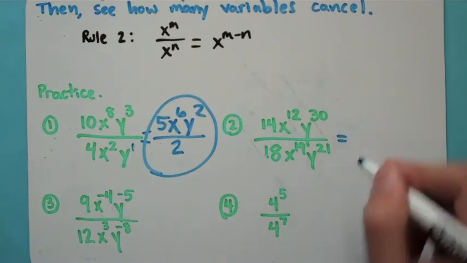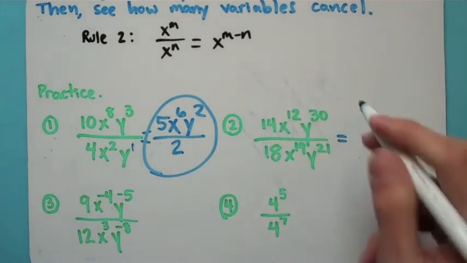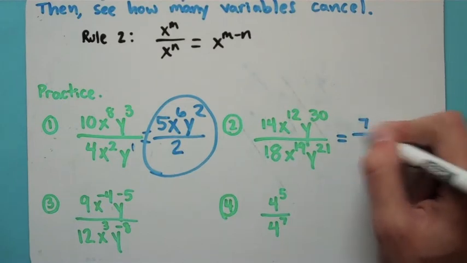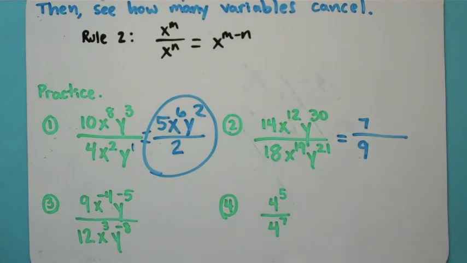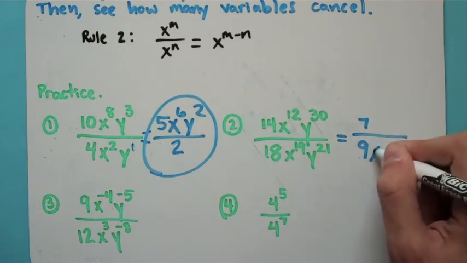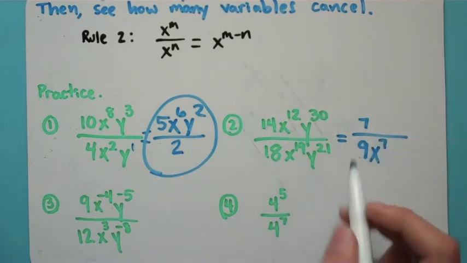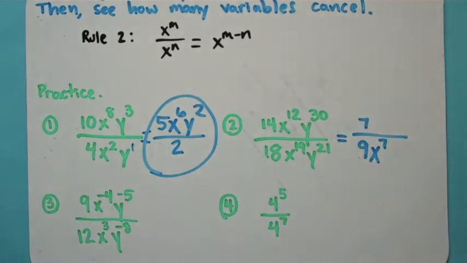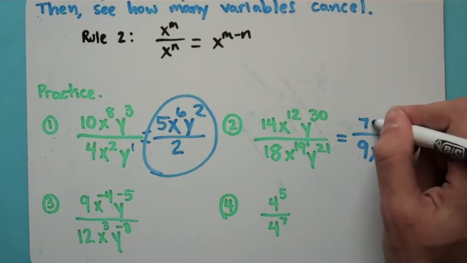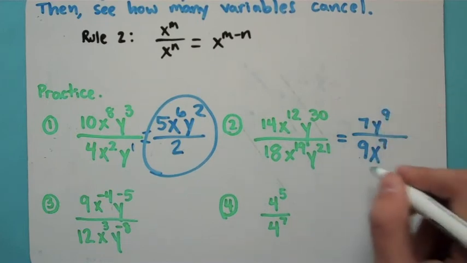On my second problem, again, 14 over 18, you just reduce that like you normally would. You get 7 over 9. 12 x's up top, 19 on the bottom. I'm going to have 7 x's left over, and they're going to be on the bottom. And with my y's right here, I have 30 up here, 21 down there. There's going to be 9 left over, and they're going to be up top. So this is my answer for number 2.